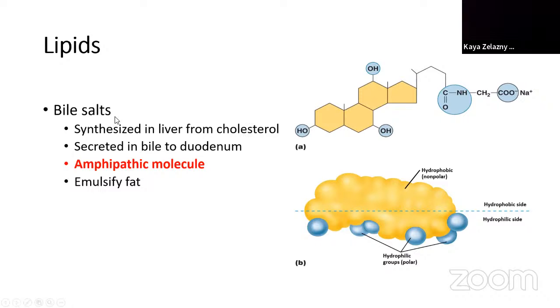So bile salts are made out of cholesterol in the bile. Bile comes from the liver, maybe taking a pit stop stored in the gallbladder, ultimately coming through our common bile duct, joining with the pancreatic duct, and going into our duodenum. So we can emulsify fat using these bile salts. So they're going to be able to break up our fat droplet into smaller pieces, basically.